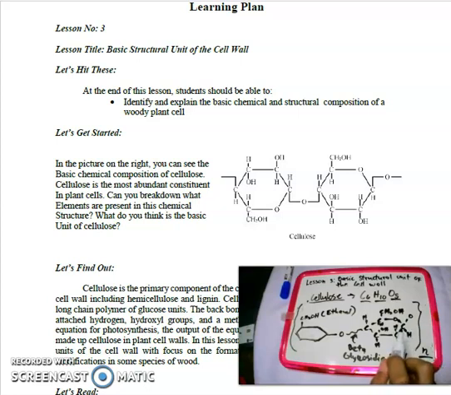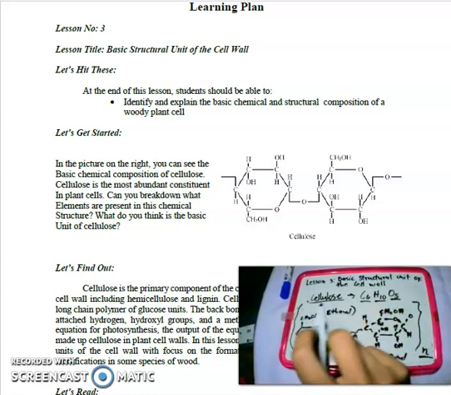Since cellulose is the primary component of the cell wall, which makes up 60 to 70% of the cell wall components, mao nang atong ginfokusan karon the basic structural unit of the cell wall. Since most of our wood is composed of cellulose.